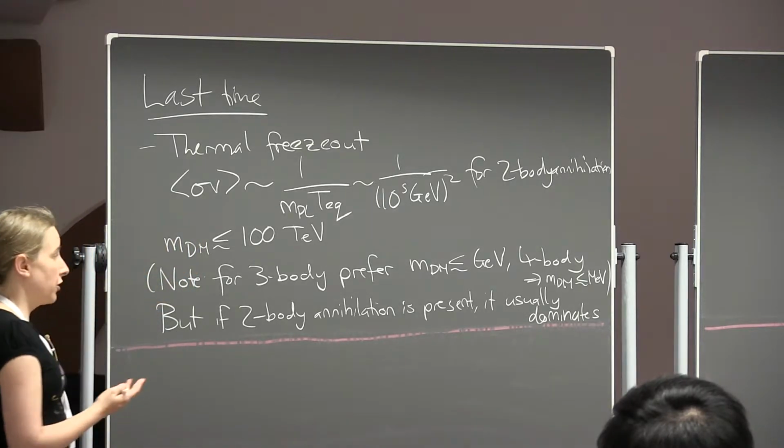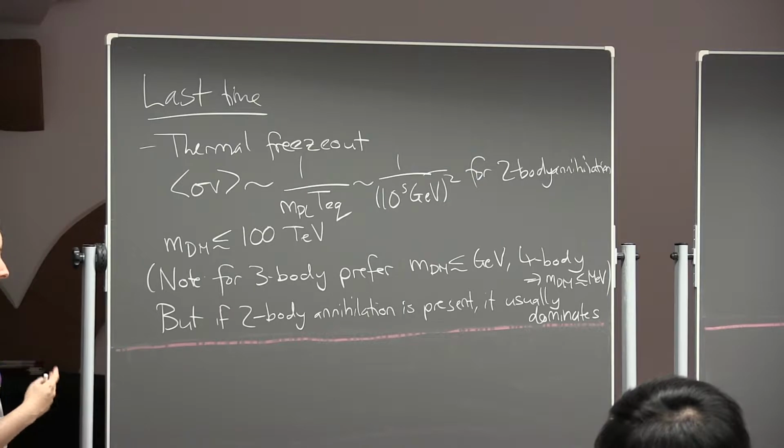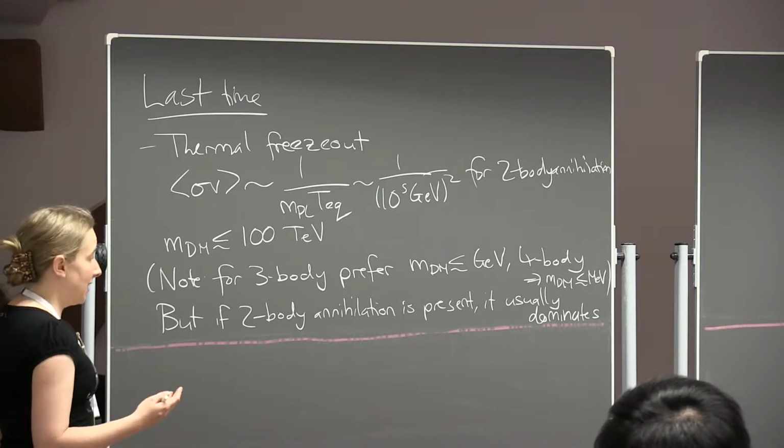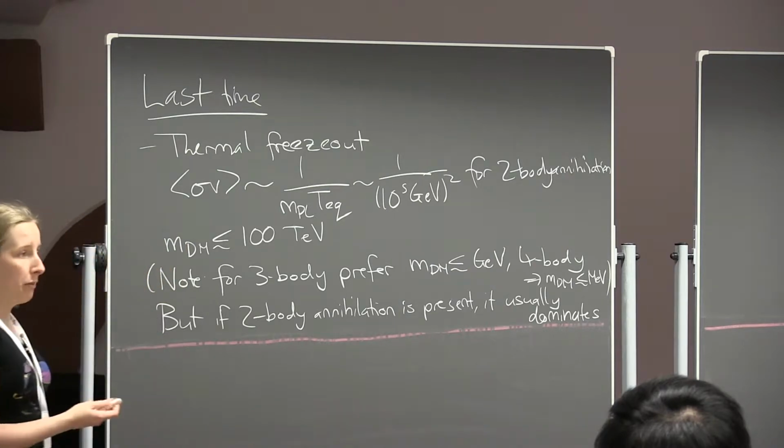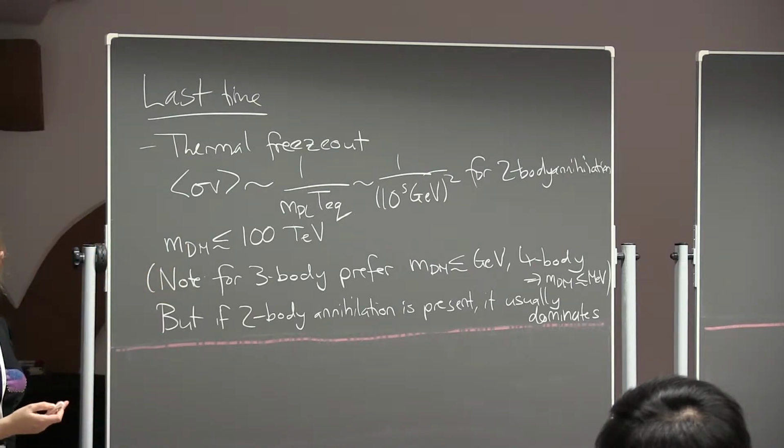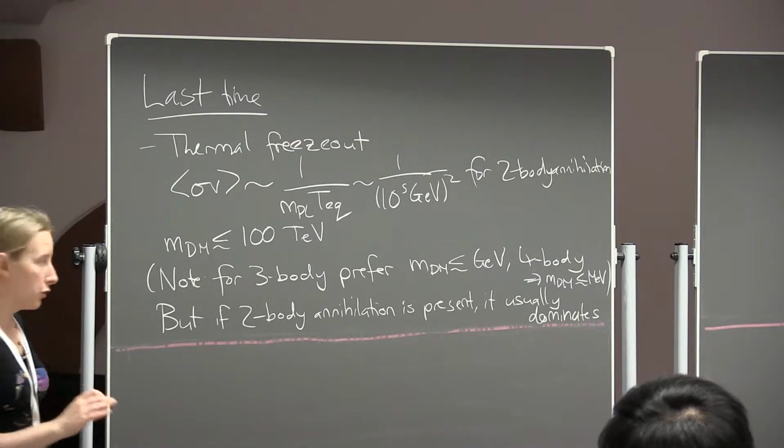Although I'll just mention that some of the constraints I show are constraints at late time. At late time, the density tends to be even lower than it is during freeze-out. So if you do have models where three-body or four-body annihilation dominates freeze-out, they'll also evade a lot of the other late time constraints I'm going to talk about.